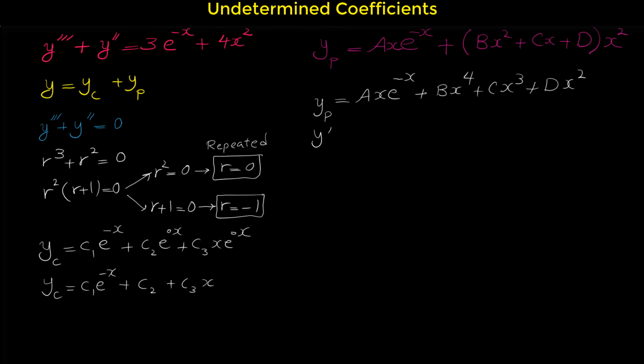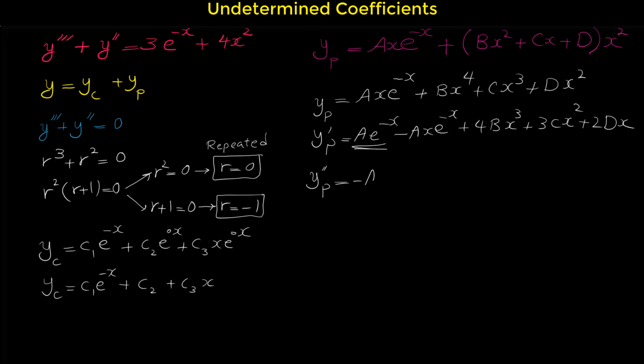And then we take the derivative from that. The derivative of this term, as we see, is e to the negative x minus ax e to the negative x plus 4bx^3 plus 3cx^2 plus 2dx. The second derivative, y double prime, is: the derivative of this is simply negative a e to the negative x, because a is the coefficient, we write a and we take the derivative of e to the negative x, which is negative e to the negative x.